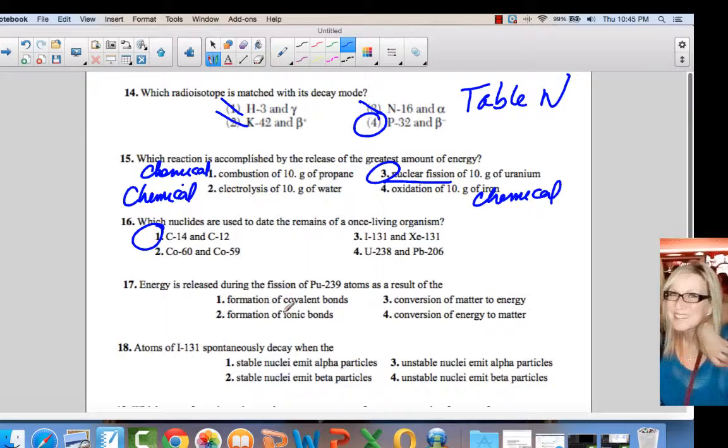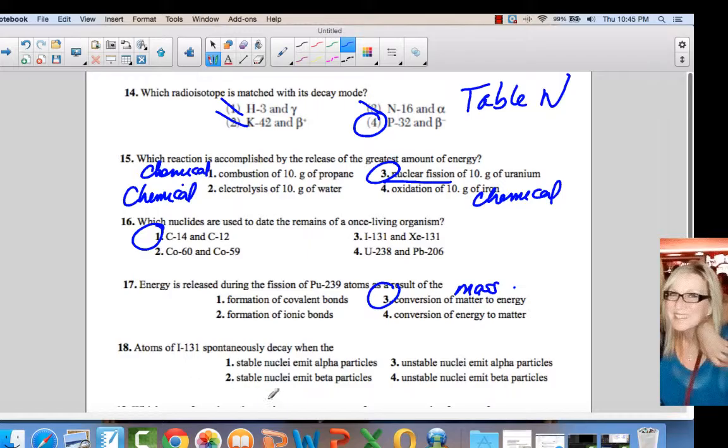Energy is released during the fission of plutonium-239 atoms as a result of what? Formation of covalent bonds. That doesn't sound like anything I've been talking about. Formation of ionic bonds. That certainly doesn't sound like anything I've been talking about. Conversion of matter, which is the same as mass, to energy. Conversion of energy to matter. So 3 is the right choice.